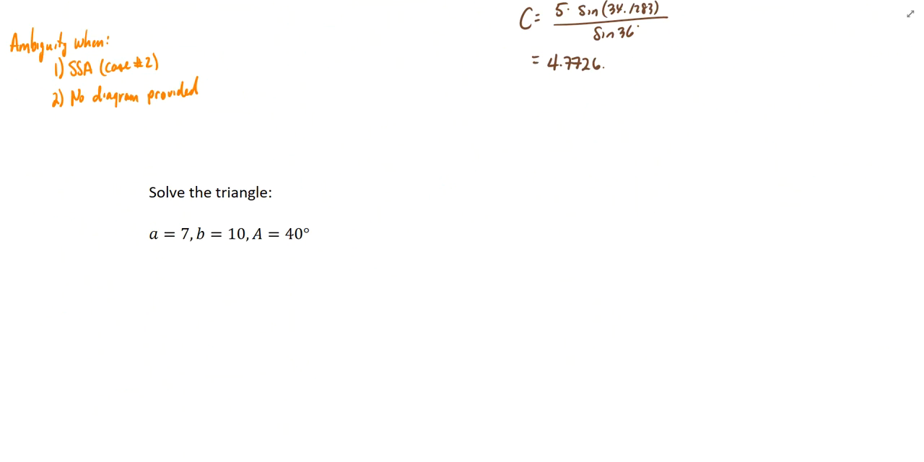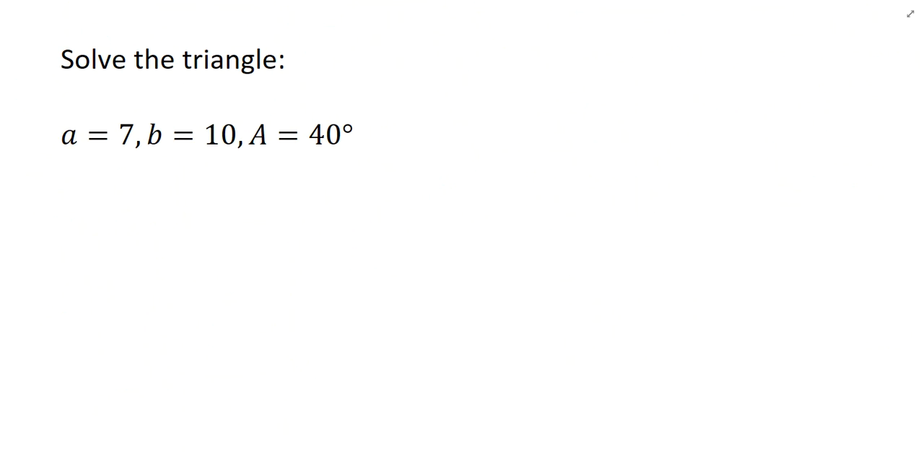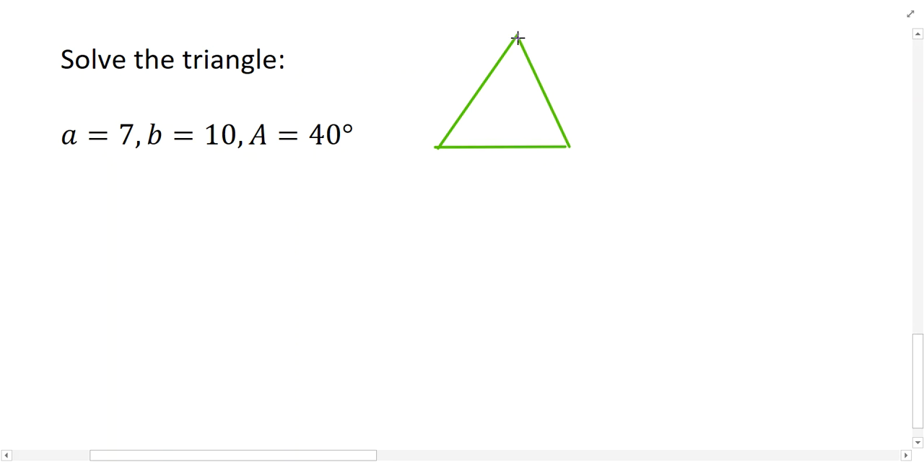I would like for you to solve this final triangle on your own by first considering the generic shape of the triangle. Let's draw a generic shape here, and we could label this again A, B, C. We've got angle measure A, which is 40 degrees, side length a, which is across from that, at 7 units in length, and side length b, which is across from this angle measure, of 10 units in length. So clearly we're dealing with an SSA triangle, which is case number 2, and there's no diagram given, so there is some ambiguity here.